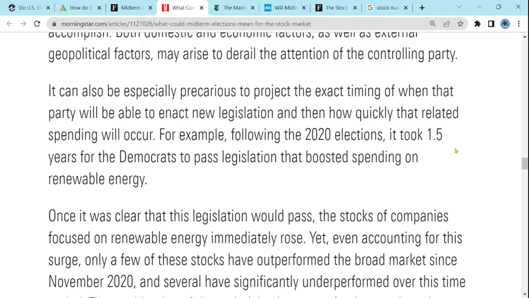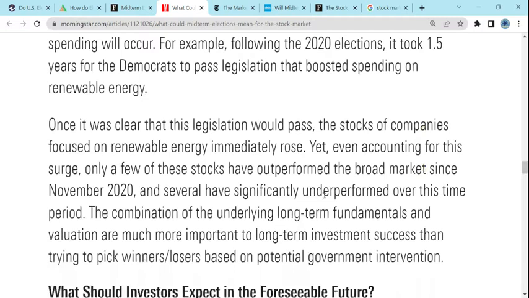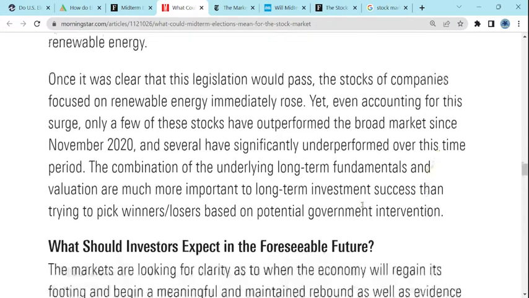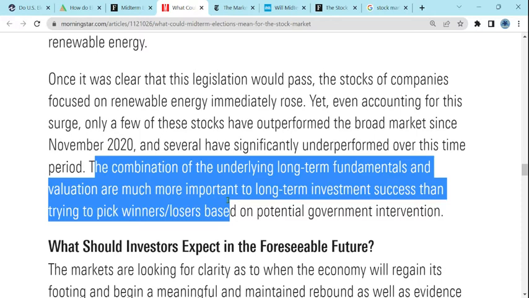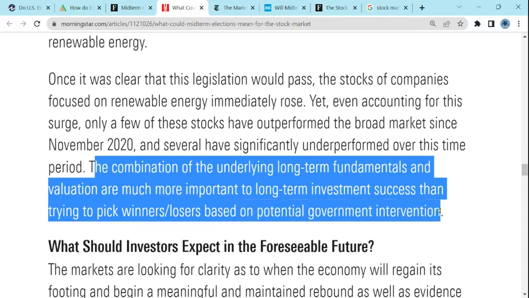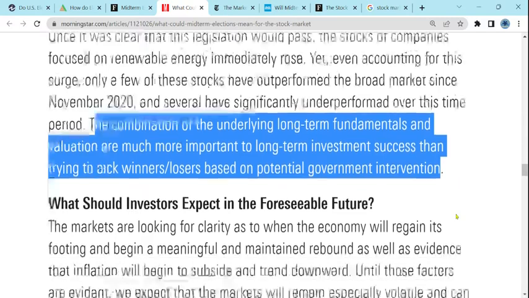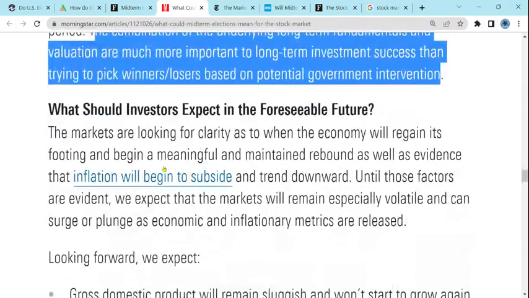They give an example in 2020, when passed legislation boosted spending on renewable energy. Only a few of the stocks have outperformed the broad market since then. A combination of underlying long-term fundamentals and valuation are much more important to long-term investment success than trying to pick winners and losers based on potential government intervention. So that's, again, one of their conclusions.